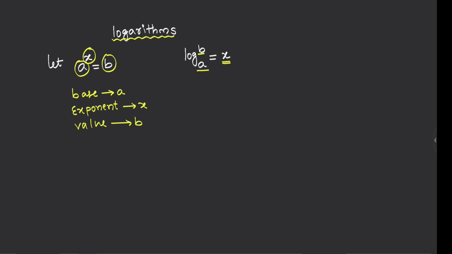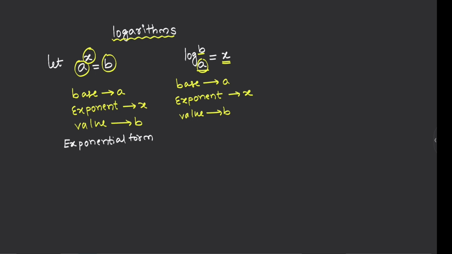Here also we have the base, same as before, base is a, and the exponent will not be there, but here that exponent is nothing but the result. The exponent will be on the result side, so here the exponent is the answer x, and we know the value as before. To get this value b, how many times should a be raised? x times. So the first one is exponential form and the second one is logarithmic form.